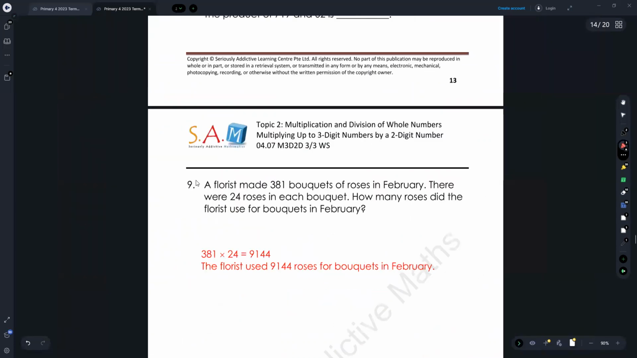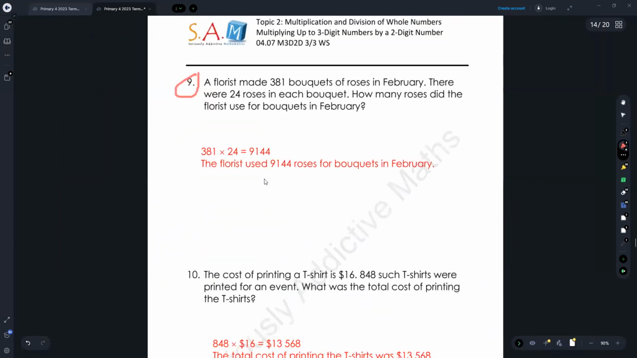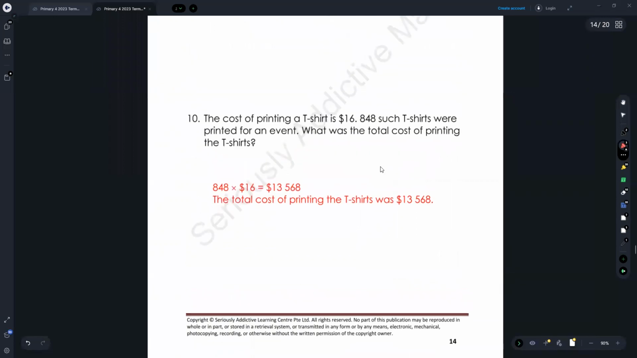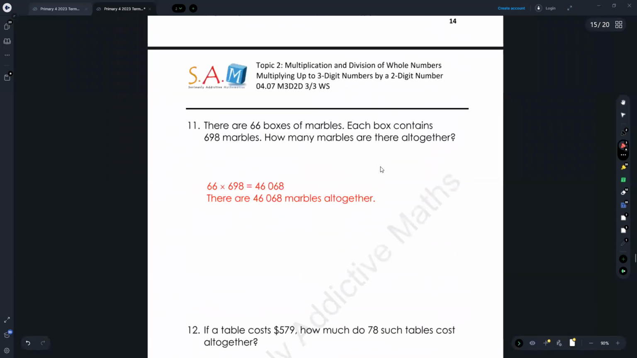All right. So you might want to do a simple question, question 9, where they just multiply based on the numbers here, right? 391 bouquets of 24 roses each. So it'll be 391 times 24. And then make sure that they write the statement. Then do one more question.